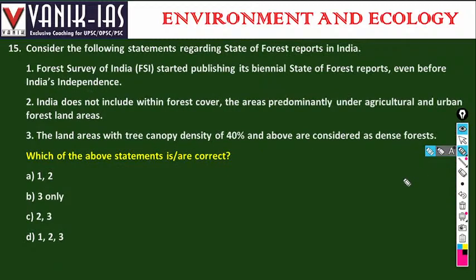Consider the following statements regarding state of the forest reports in India. The Forest Survey of India started publishing biennial state of the forest reports even before India's independence. India does not include within forest cover areas predominantly under agriculture and urban forest areas. The land areas with tree canopy density less than 40% and above are considered as dense forest. Which of the following statements are right regarding state of the forest reports?